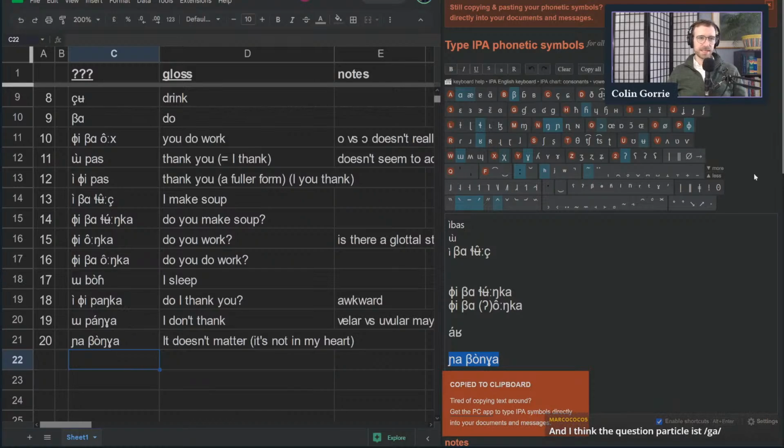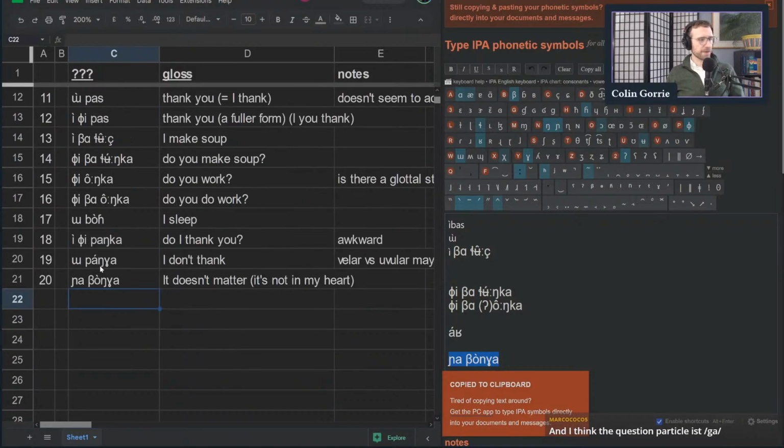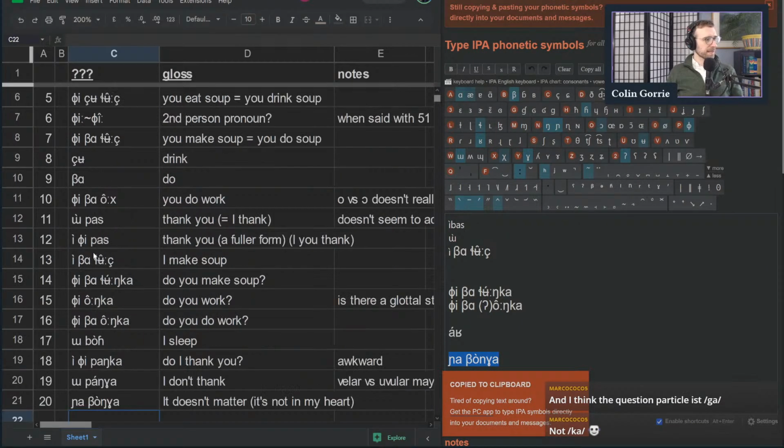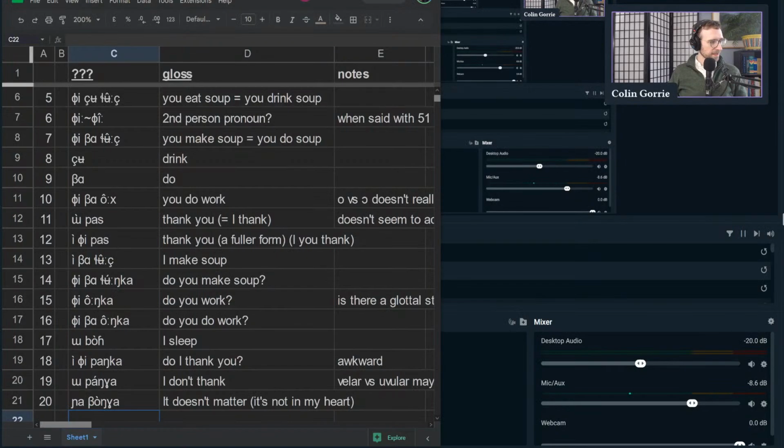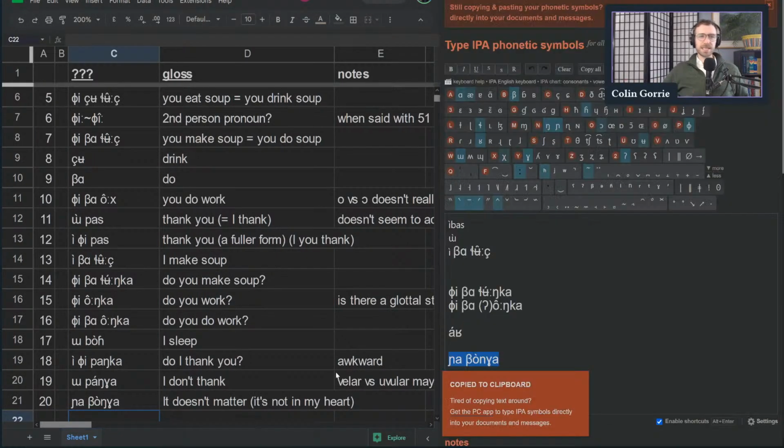Are there any others? This is coming from Mateo. Are there any other sentences starting with ifipang? Ifipang, you mean? Or ifibas? I'm not sure exactly what the intention of the question is. Oop, I clicked on it. That was a mistake. So ifibas means I thank you, right? Yeah, we have that one already.